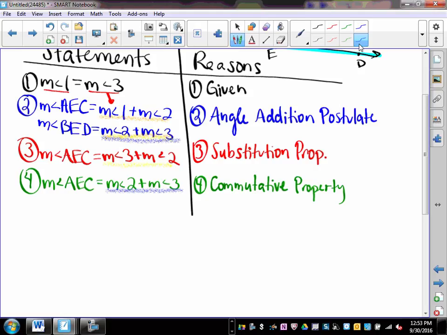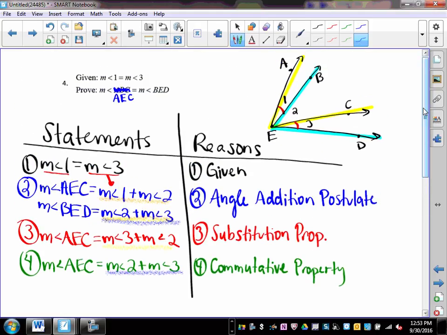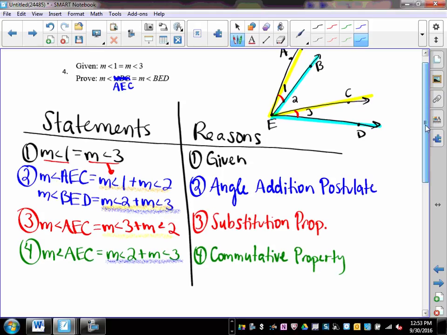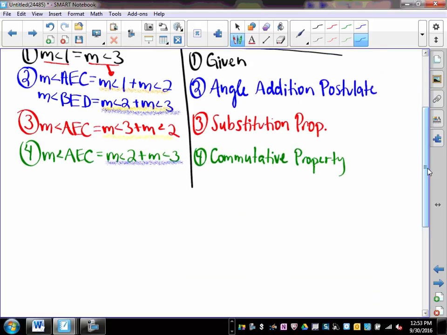Good. Now let's think before we start writing this down. Which one do we want to come first? Otherwise, we have to do symmetric property in the end, which you can, it's just an additional step. So I'm going to start off: measure of angle AEC is equal to measure of angle DEB.